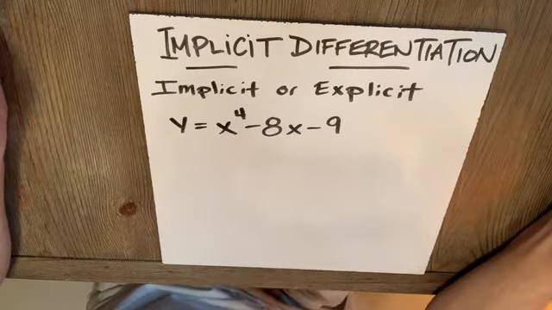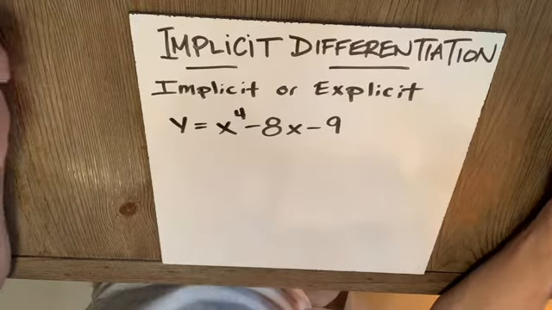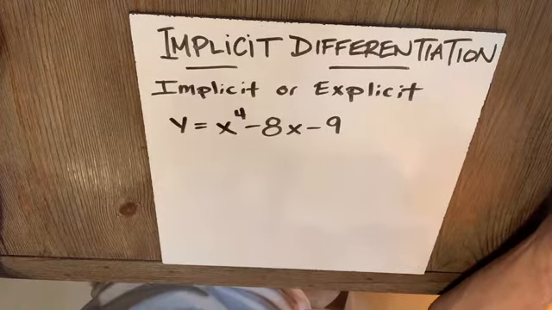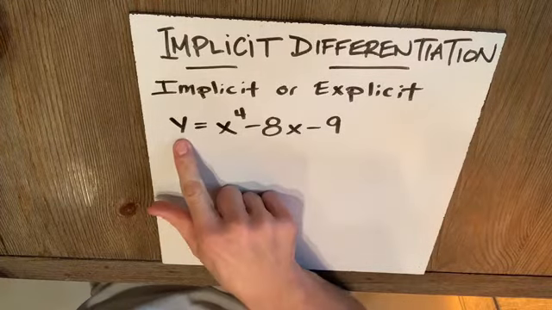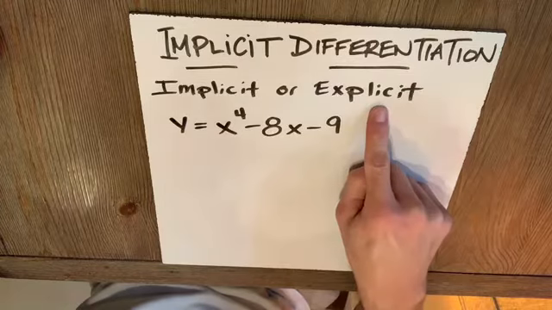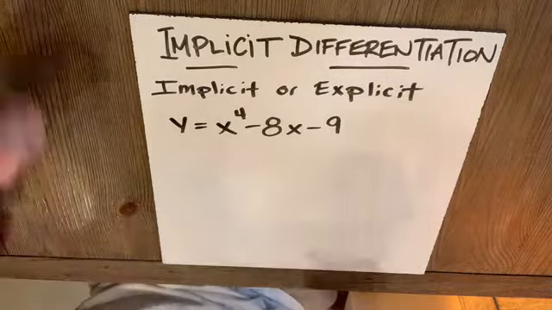We're starting now to study implicit differentiation. And we're going to use implicit differentiation when it's difficult for us to isolate y. So if y is all alone, in this case, we're going to use explicit differentiation, which is our normal differentiation that we've used all along.